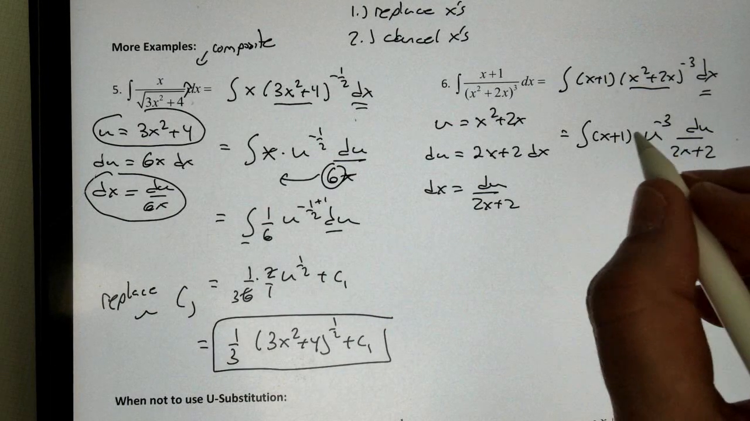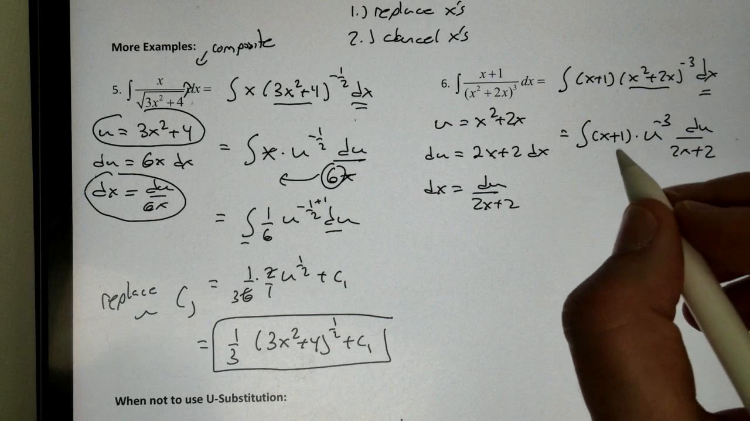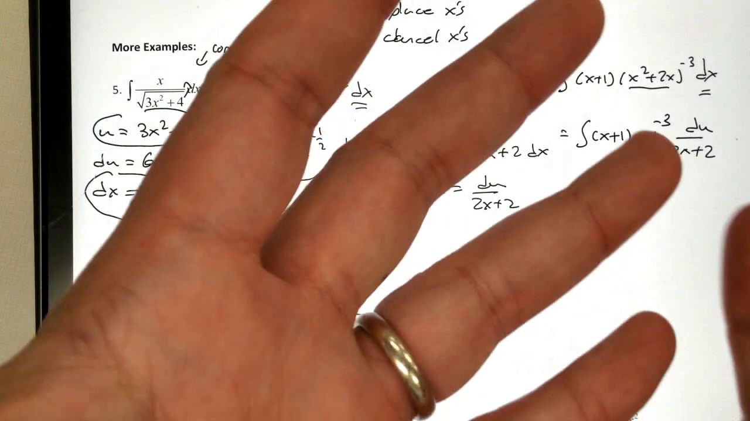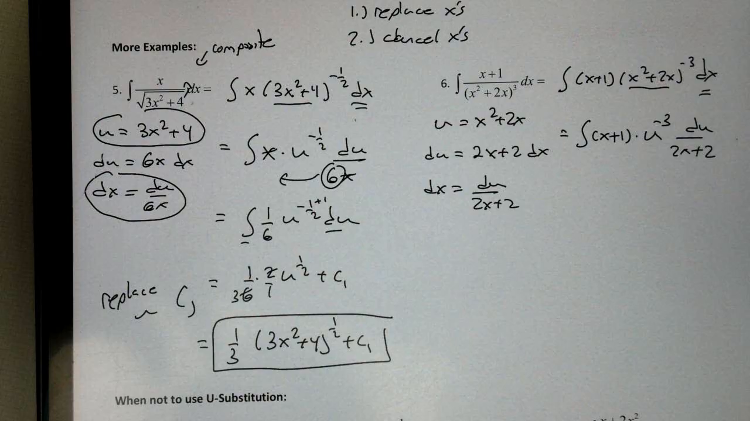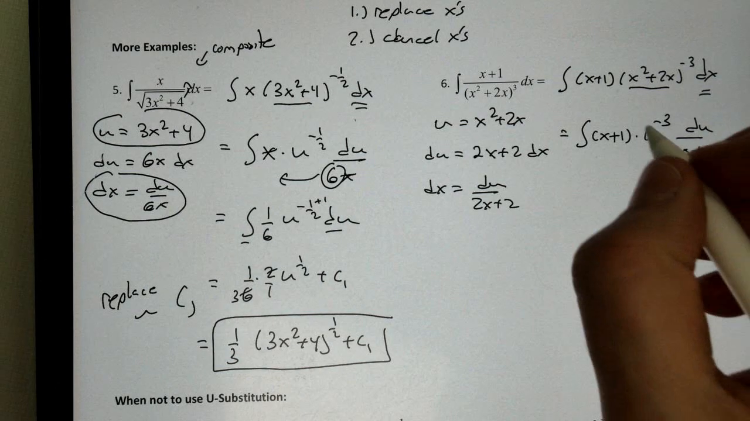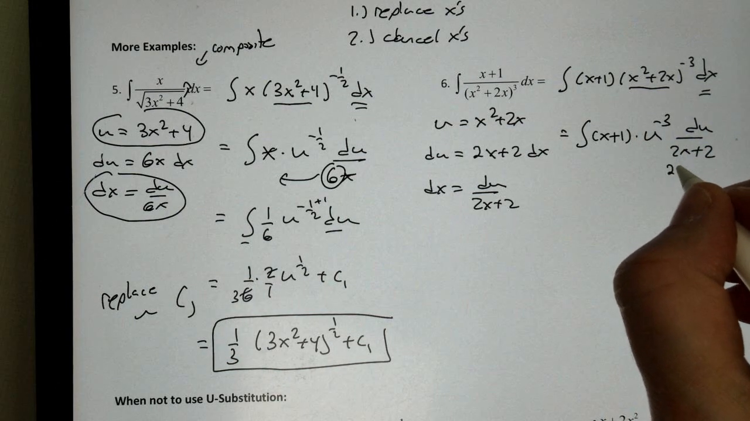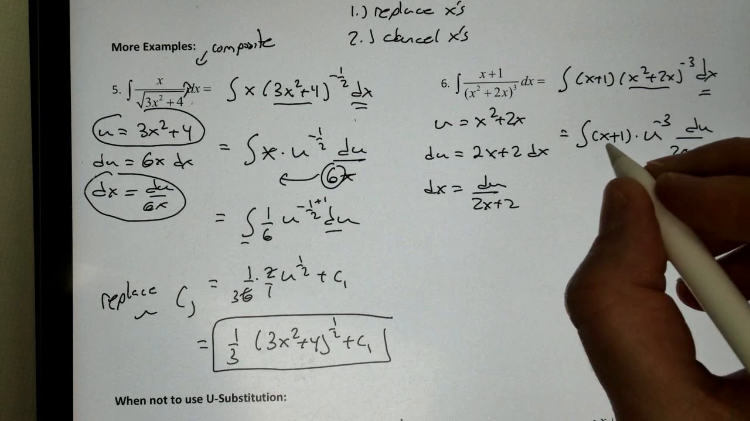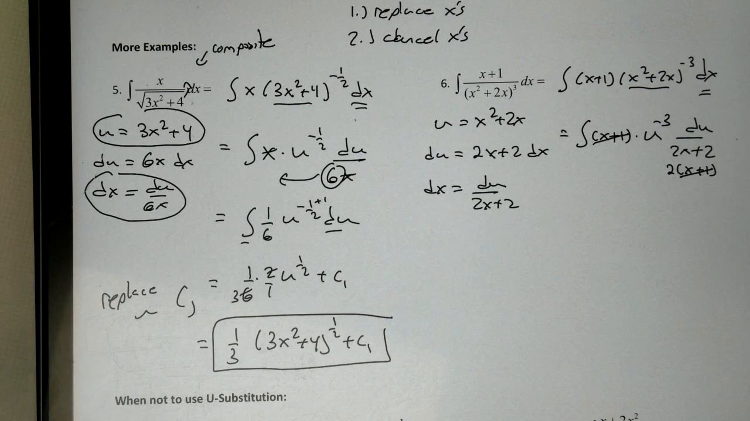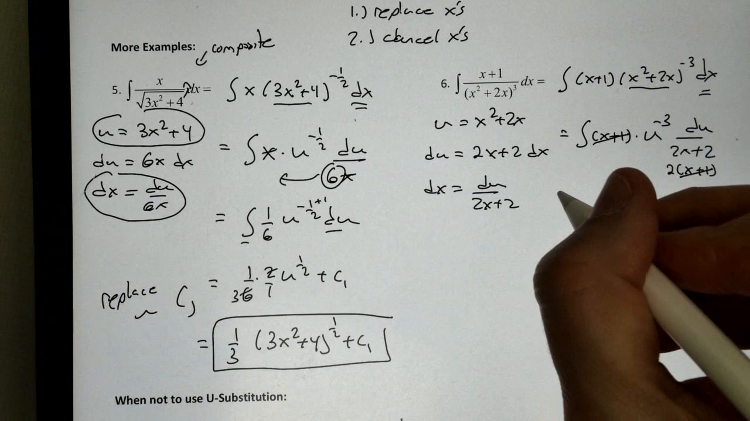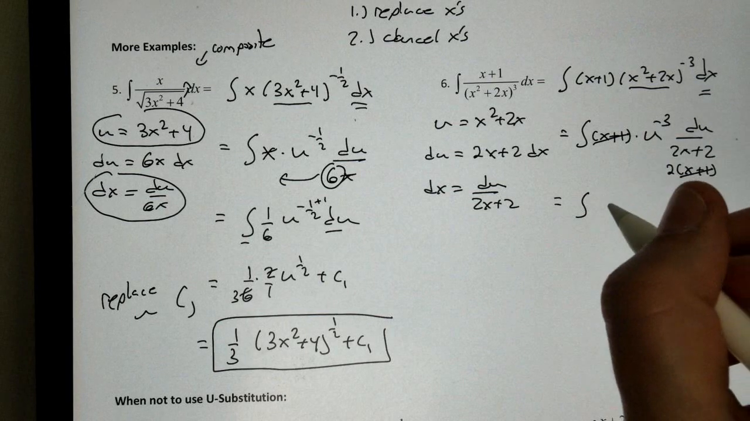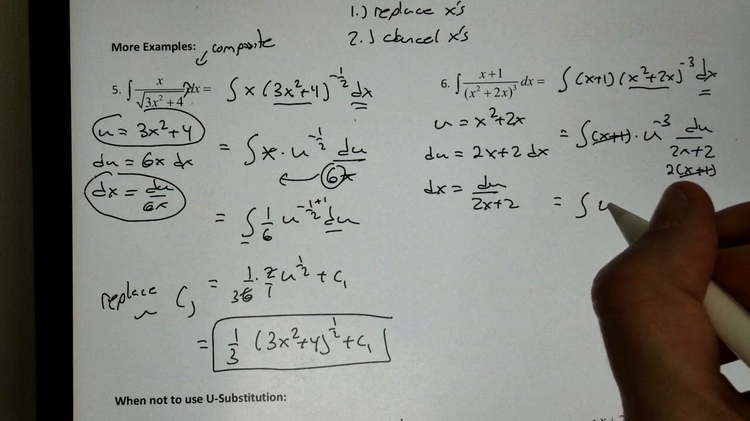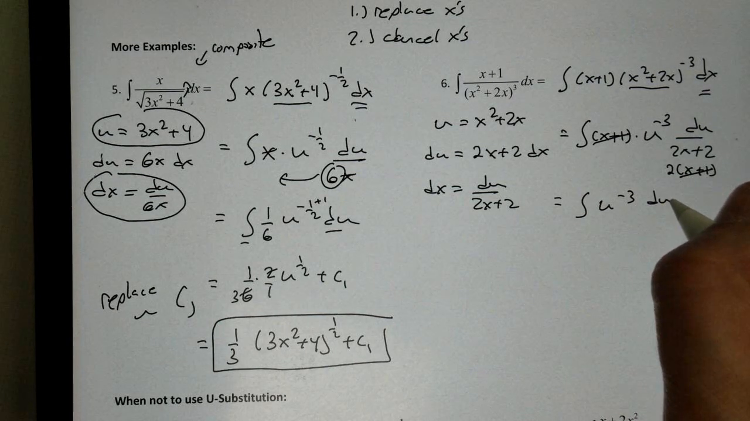Now, look at these. They don't look like they cancel, do they, right now? Man, right now it doesn't look like I can actually answer this question because it doesn't look like these cancel, so I have to get creative. I can factor out a 2 here, and I get 2 times x plus 1. And now those x plus 1's cancel. All my x's are gone. I'm just left with u. Just like a relationship. All my x's are gone. I'm left with u. So this becomes u to the negative 3 du over 2.